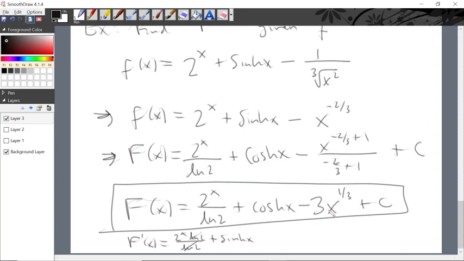And the derivative of negative 3x to the 1/3 is negative 3 times 1/3 times x to the negative 2/3. And the derivative of the constant is 0. 3 and 1/3 would just give us a 1. So the last term is minus x to the negative 2/3, which is the same as minus 1 over the cube root of x squared.